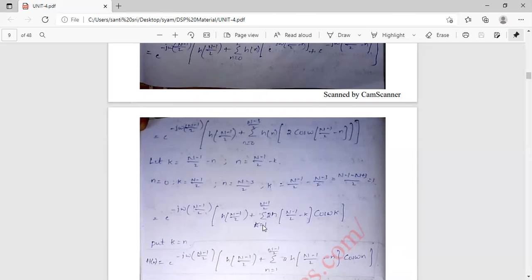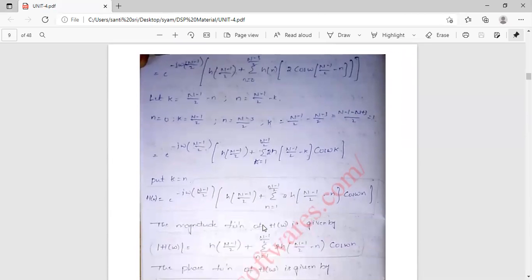n equal to 0. If n is 0, then k will become (N-1)/2. If n is (N-3)/2, then k will become (N-1)/2 - (N-3)/2. So it is N - 1 - N + 3 by 2. N gets cancelled. 3 minus 1, 2 by 2, that is 1. So it is equal to e^(-jω(N-1)/2) into h((N-1)/2) plus sigma k equal to 1 to (N-1)/2 into 2 into h((N-1)/2 - k) into cos ωk.